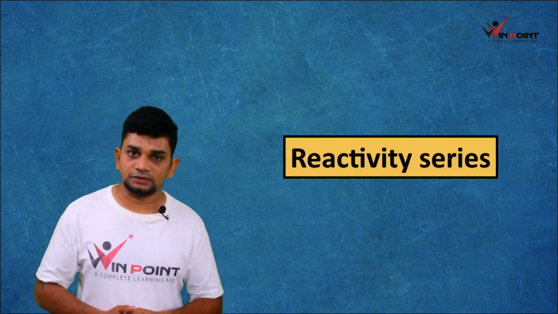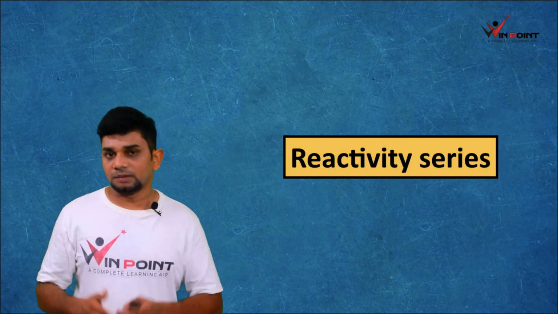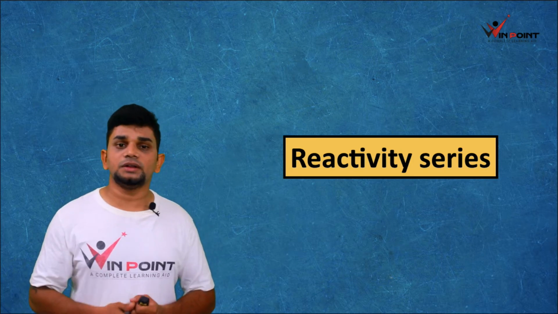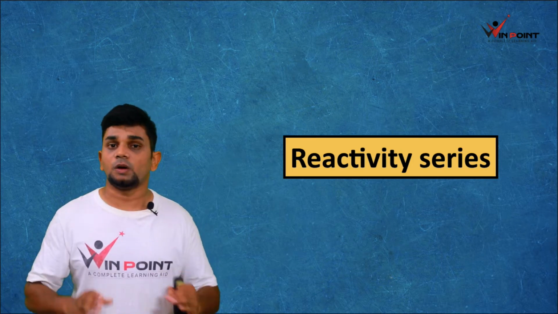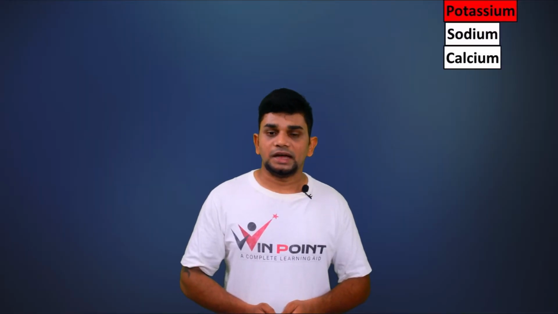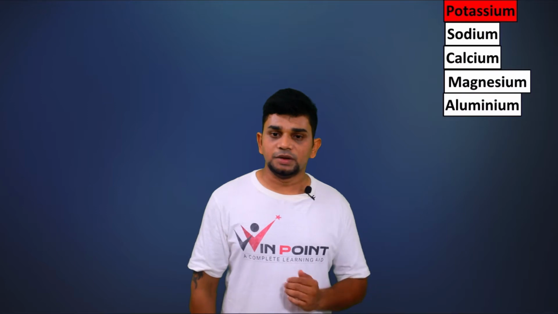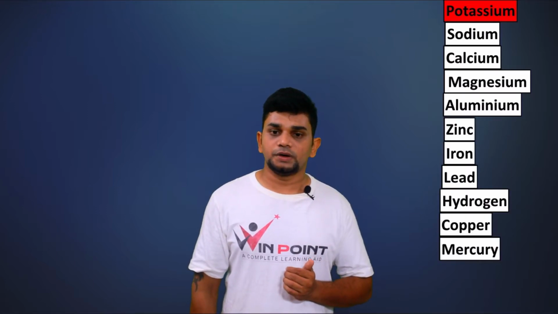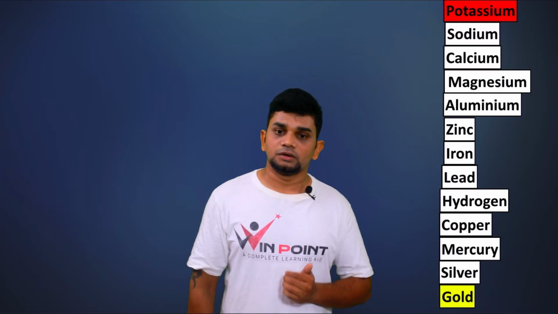Next one is the reactivity series. It is an arrangement of metals. Some metals are highly reactive, some metals are less reactive. Reactivity series is an arrangement of metals on the basis of their reactivity. Potassium, sodium, calcium, magnesium, aluminium, zinc, iron, lead, hydrogen, copper, mercury, silver, gold.